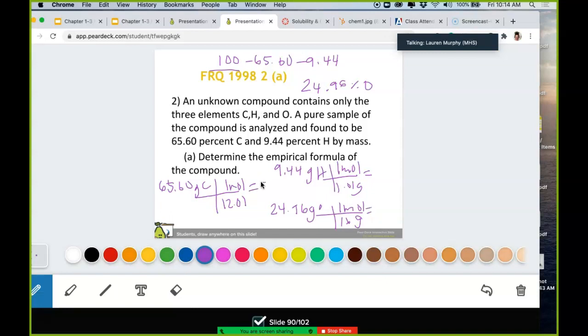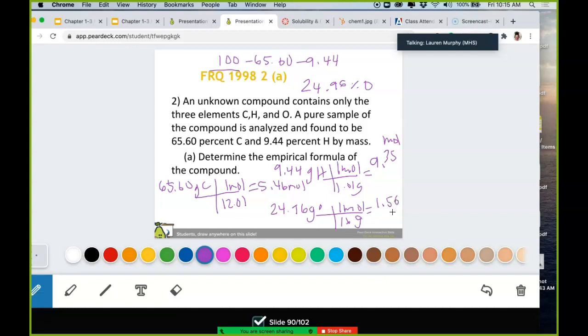So here we go. This is 5.46 moles, and this is 9.53 moles. Did I do that right? Hold on. Sorry, 9.34. I don't know what the heck I was doing. 9.346, so 9.35-ish moles. And this is 24.96 divided by 16, 1.56.